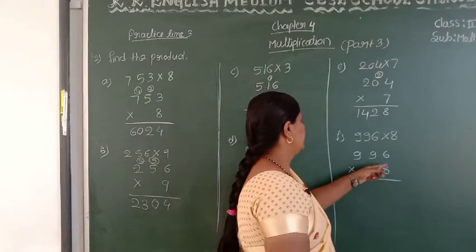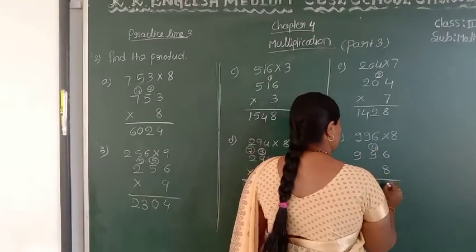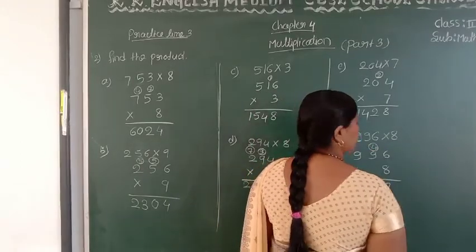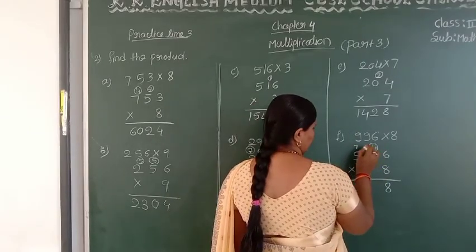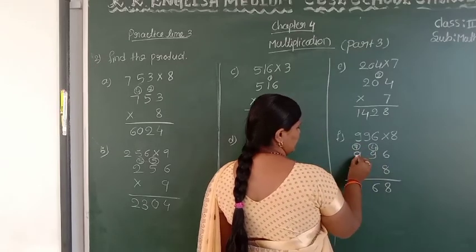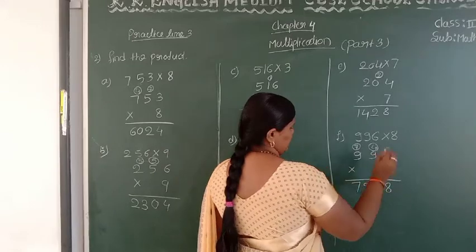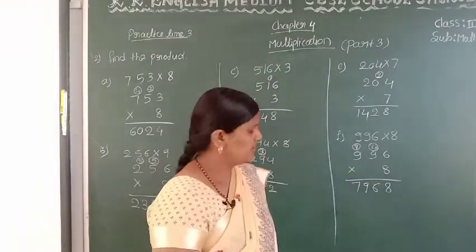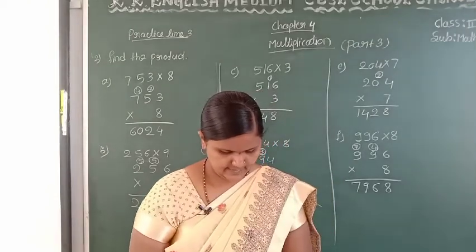Next, F1, 996 into 8. 8 6s are 48. 8 9s are 72, 72 plus 4 is 76, write 6 here. Again 8 9s are 72, 72 plus 7 is 79, that is 7968.